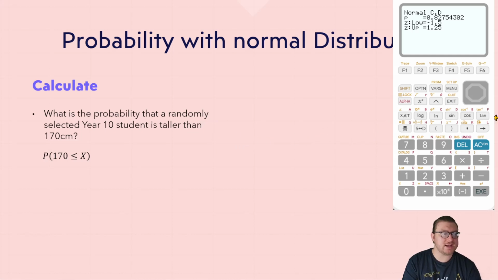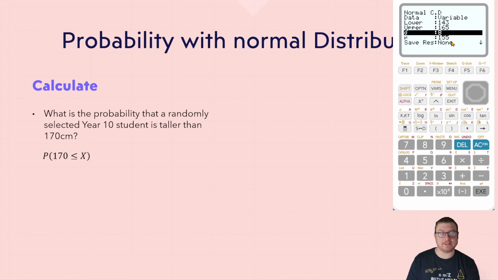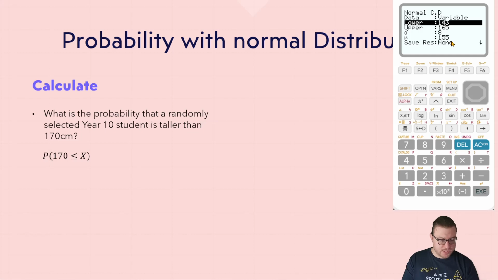So again, we're calculating a probability. So let's go back to our calculator. We still are in NCD. Now, the standard deviation is still 8. We haven't received any information that the standard deviation changed. Also, the mean is still the same. What about the upper and the lower limit? Here we're kind of getting a lower limit. We're getting that we have to be 170 or taller. However, we need to put in a value for the calculator for the upper value.